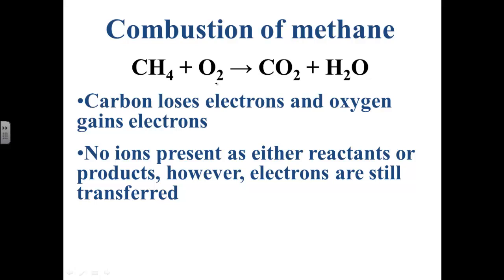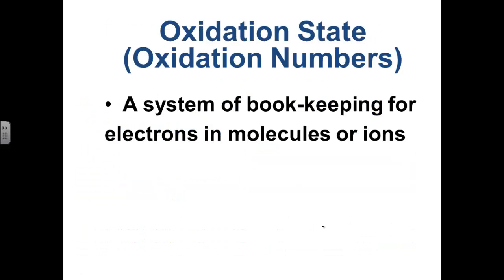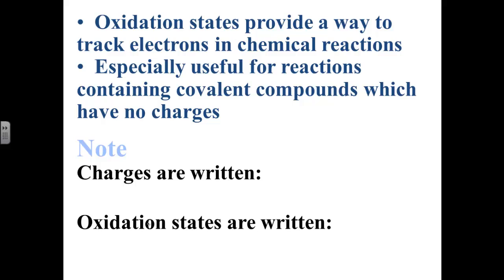Since they don't all happen in aqueous solutions, we have to have another way to reflect how we know that carbon lost electrons and how we know that oxygen gained them. That's done through what are referred to as oxidation states or oxidation numbers. Essentially this is bookkeeping of electrons. It's a construct we've come up with in order to keep track of where these electrons go, using imaginary charges that atoms would have in molecules, and real charges in ionic compounds. We can't really freeze-frame it, and we're oversimplifying it, but it gives us a way to say it.